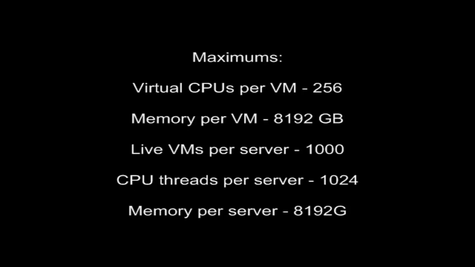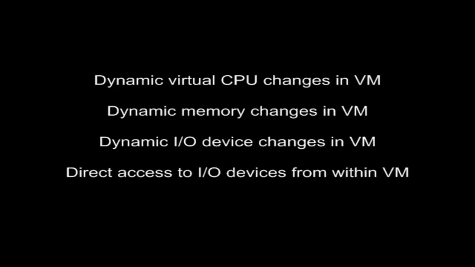Let's take a quick look at our virtual machine maximums. Maximum virtual CPUs, 256. Memory per virtual machine, 8 terabytes. Running virtual machines per server, 1000. CPU threads per server, 1024. Memory per physical server, 8 terabytes. You can give all of the memory and CPUs on a physical system to a virtual machine if you wanted to. What kinds of operations can we perform on a running system?